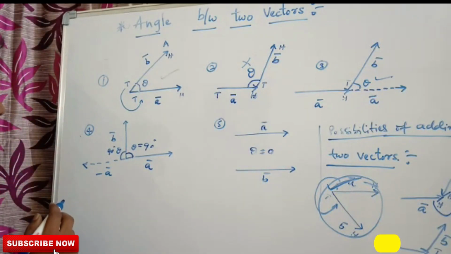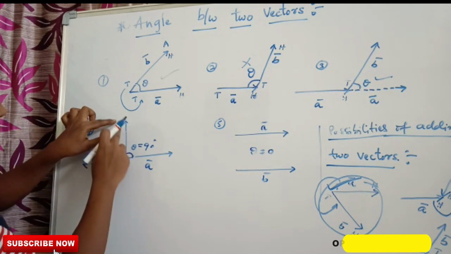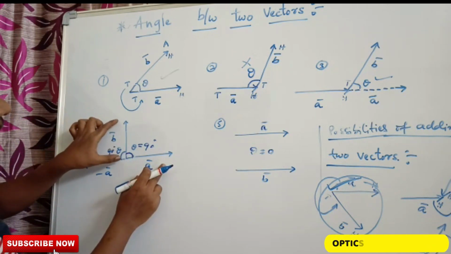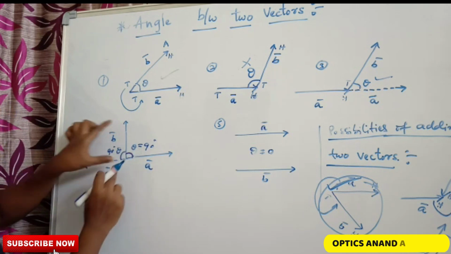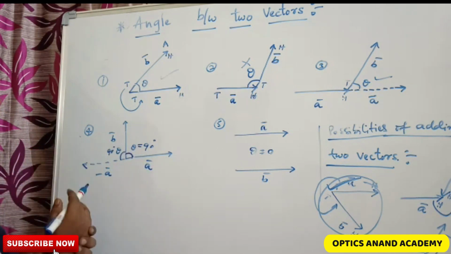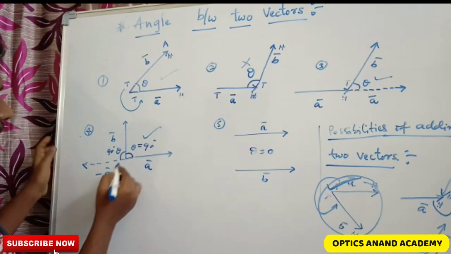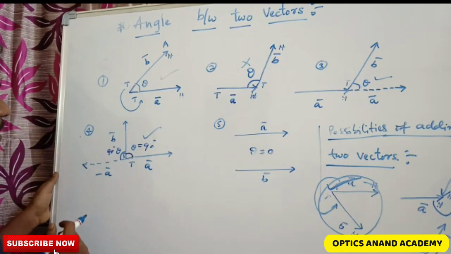Now the fourth diagram. The A bar vector and B bar vector are placed normal to each other, nothing but perpendicular to each other. What is the angle between them? 90 degrees. So this is a possibility. Yes, this is right, because the tails of the vectors are placed normal to each other.